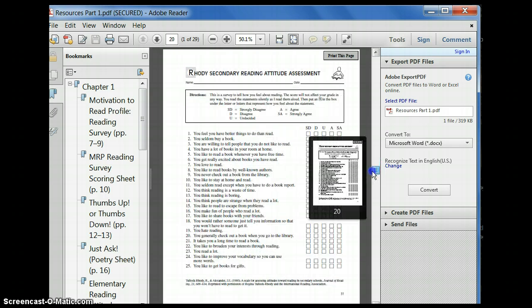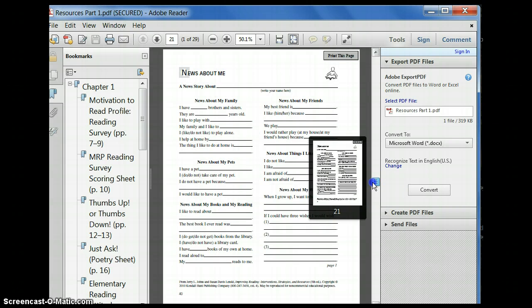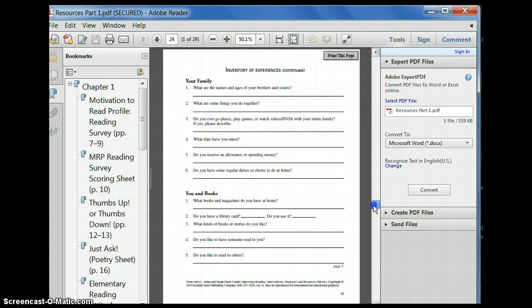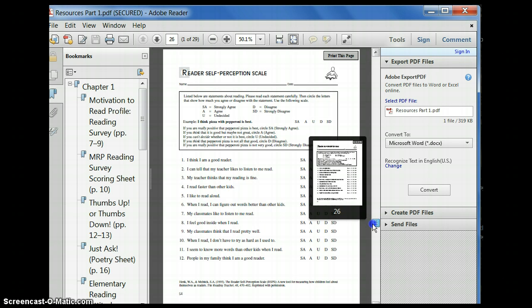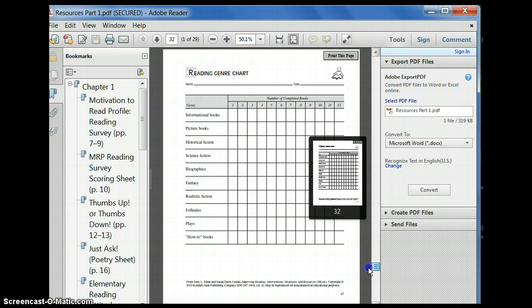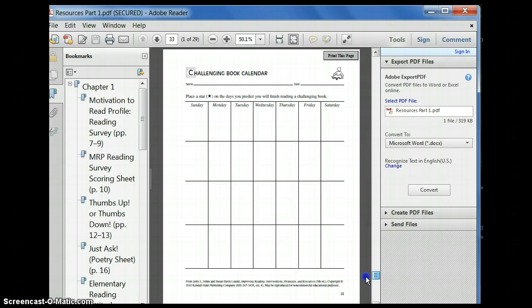This is a secondary reading attitude assessment. Here's an interest inventory, continued, inventory of experiences. And here's a self-perception scale. Any of these things that I put on Titanium, you can definitely feel free to utilize for this session or any sessions.